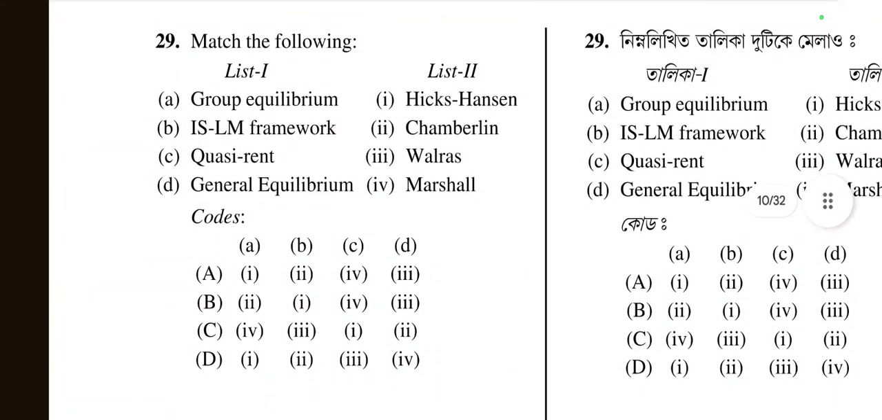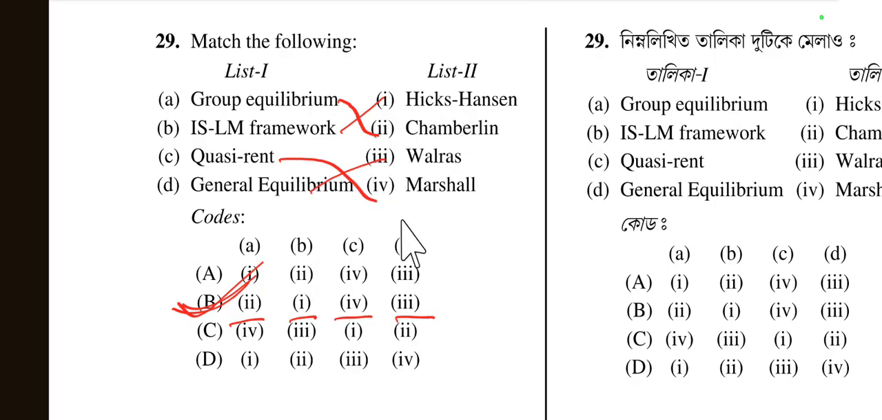Then come to 29. This is also a list 1 and list 2 question. First one is group equilibrium, given by Chamberlin. The IS-LM framework is given by Hicks and Hansen. Then the quasi-rent concept is given by Alfred Marshall. Then general equilibrium is given by Walras. So A to 2, B to 1, C to 4, D to 3. Option B is the right choice. Group equilibrium, Chamberlin; IS-LM framework, Hicks and Hansen; quasi-rent, Marshall; general equilibrium, Walras.